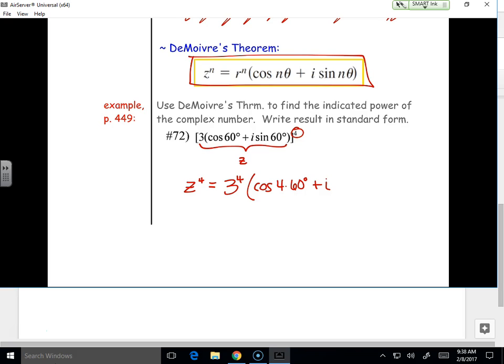Who wants to get this into standard form, which would be, hold on, cosine of 60 is 1/2, sine of 60 is root 3 over 2. 3 times 1/2 would be 3 halves plus 3 root 3 over 2.